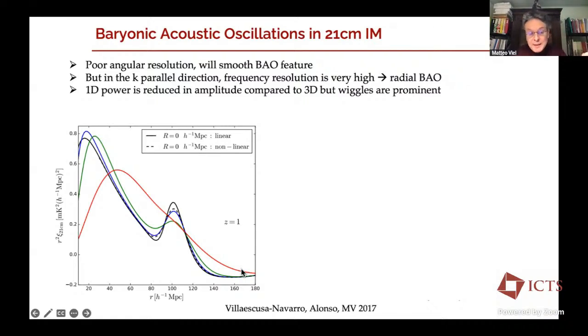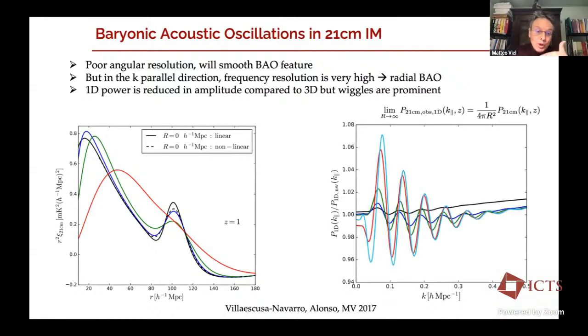But what we didn't appreciate, and we appreciated soon after, is that if you instead do things as a radial BAO, which is likely to measure Hubble distances rather than angular distances, things are very, very clear, because in terms of frequency resolution, we know that the SKA experiments are going to be exquisite. What you see here is the ratio of the 1D power spectrum with the no-wiggle power spectrum, and we see that the wiggles are very prominent. There is a but here, there is a problem: we know that the amplitude of the 1D power spectrum is going to be smaller than the 3D by a factor of 1 over R squared. So the amplitude gets smaller, fine, but still the wiggles are present.